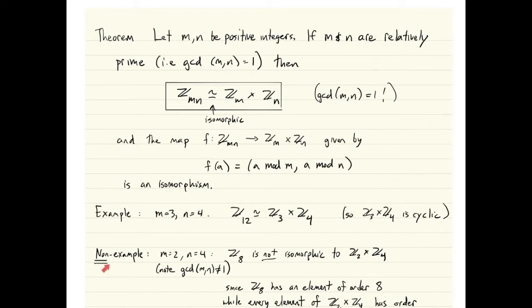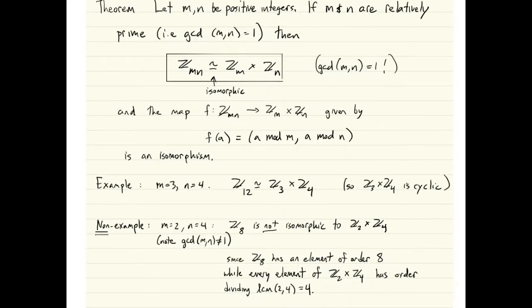Now a non-example is to take m to equal 2, n to equal 4. These are not relatively prime because they have a common factor of 2. And so this theorem does not apply. And in fact, the theorem isn't true in that case. In other words, Z mod 8 is not isomorphic to Z mod 2 cross Z mod 4. But it's not entirely obvious why. But here's the argument.